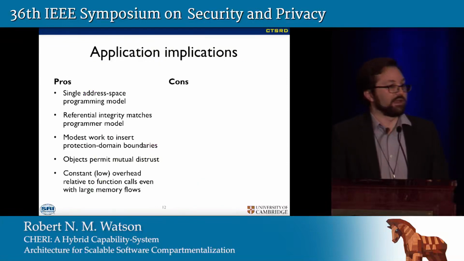I wanted to mention very briefly a couple of implications for application structure once you have the ability to perform extremely fast domain switching. So we've restored the single address space programming model, which means programmers now work with pointers and so on in their C language programs. This means they can easily debug them, reason about their behaviors and so on. We also use a referential integrity model, which matches the programmer model for how you use these facilities. And it's a relatively modest programmer cost in order to insert these protection domain boundaries.